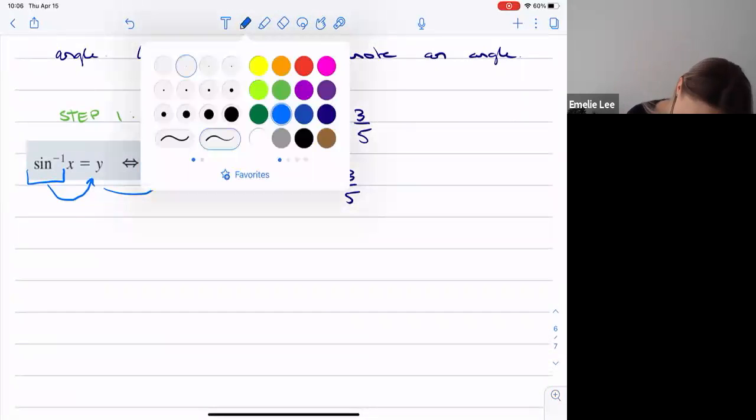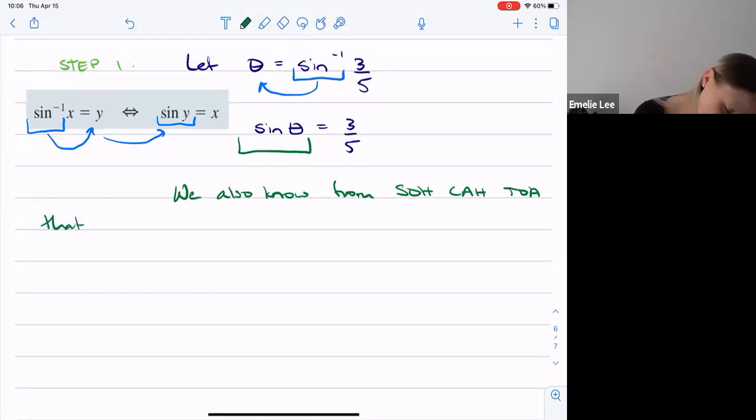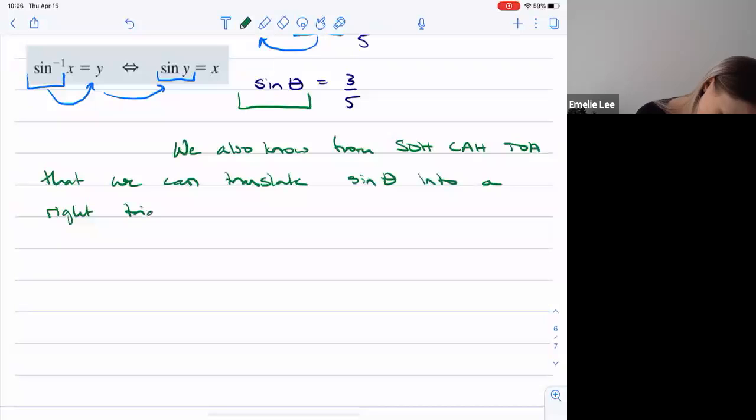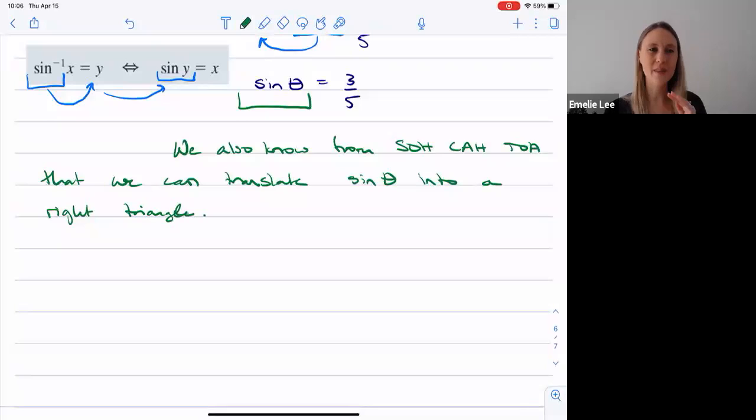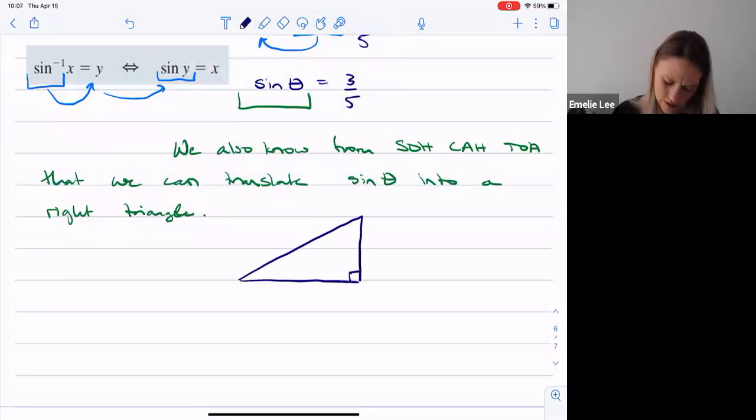We also know, and maybe I should use a different color here, maybe green, from SOHCAHTOA that we can translate sine theta into a right triangle. Now, I don't spend any time, I just always draw the same right triangle. I don't bother making a length of 3 and a length of 5. I'm just going to draw a general right triangle, which might look like this. This is a right triangle.